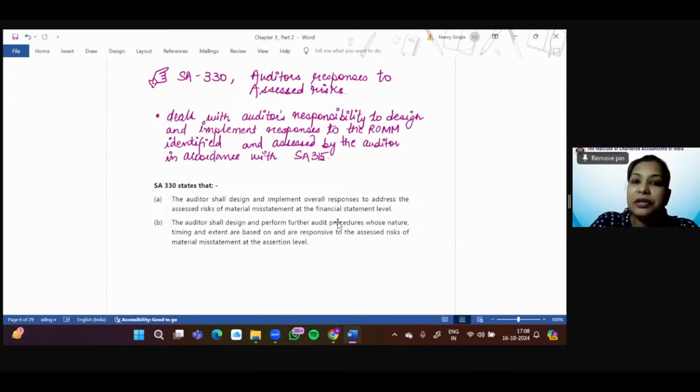And where does the auditor respond? That is what is meant by respond. That is, he performs various audit procedures. So where does he respond to such assessed risk? Under SA 330. So what is the name of the SA? So it is the auditor's responses to assessed risks.